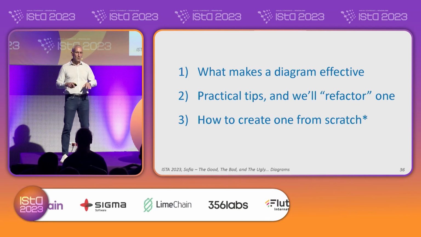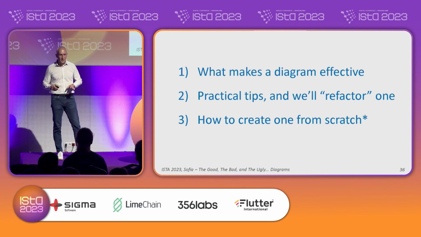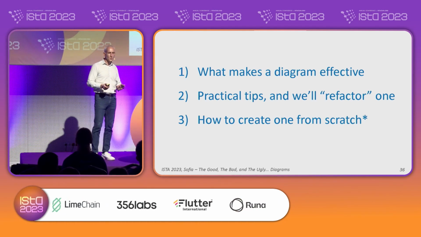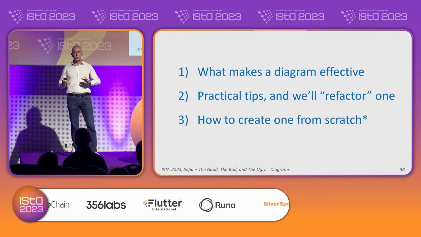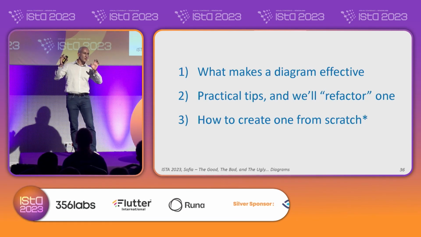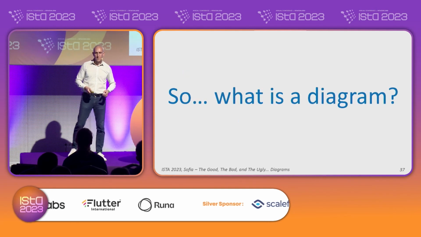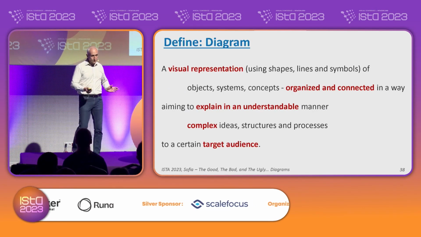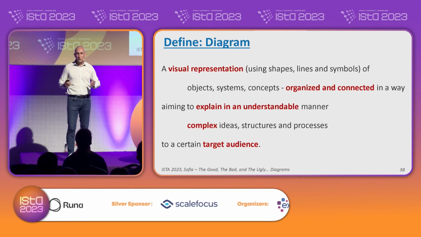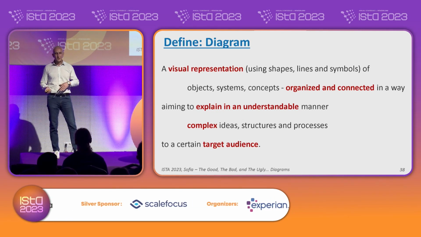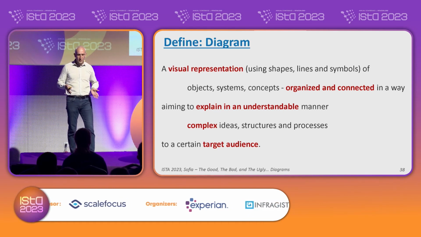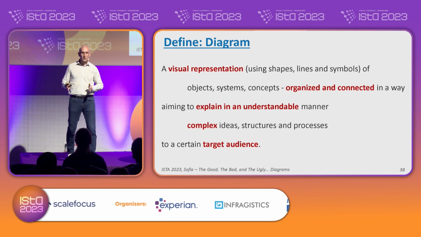So I will focus now on discussing what makes a diagram effective, and I will share some practical tips about it, and we'll show you those tips through refactoring that we'll do together of a diagram. So what is a diagram? I'll just read this out loud. A visual representation of object systems organized and connected in a way aiming to explain in an understandable manner complex idea structures to a certain target audience.